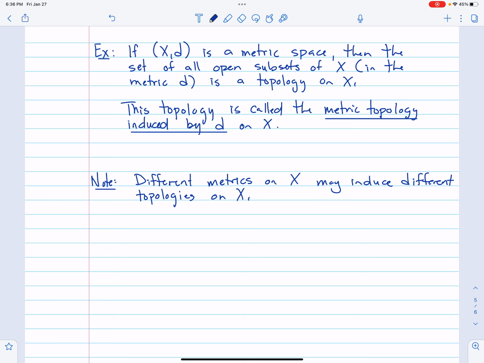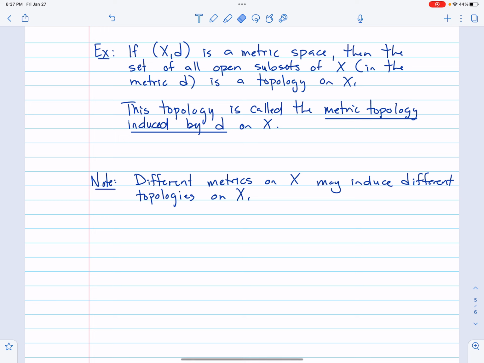Now, sometimes you can pick two metrics and they induce the same topology. For example, on the first homework, there was that question that had you show that a set is open in the D1 metric if and only if it's open in the D infinity metric. What that shows you is that the D1 metric and the D infinity metric both induce the same topologies. However, that's not always the case. Sometimes you can have different metrics and they induce different topologies.